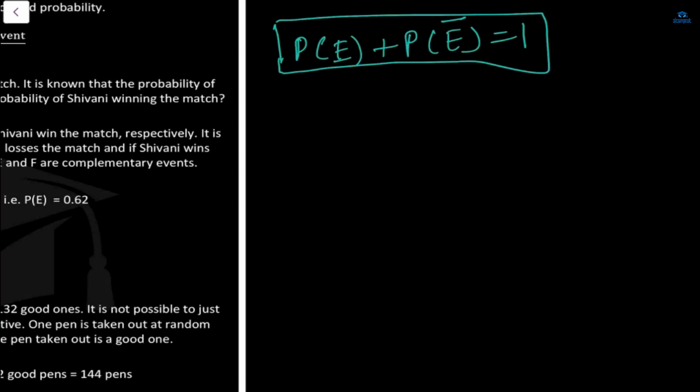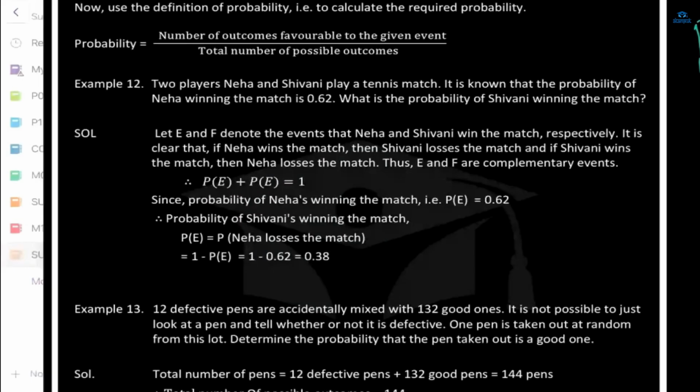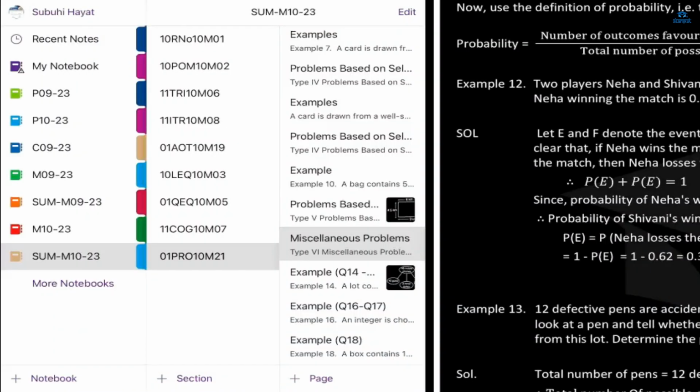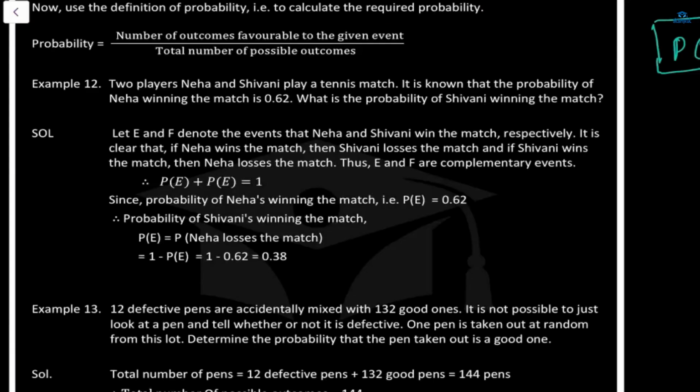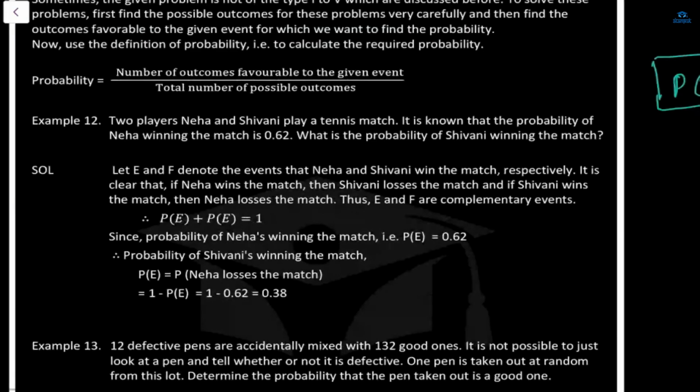Like for example we have seen this one. Now here two players, Neha and Shivani, play a tennis match. It is known that the probability of Neha winning the match is 0.62. Now here it is directly given to you that the probability that Neha is going to win the match is 0.62. What is the probability of Shivani winning the match?